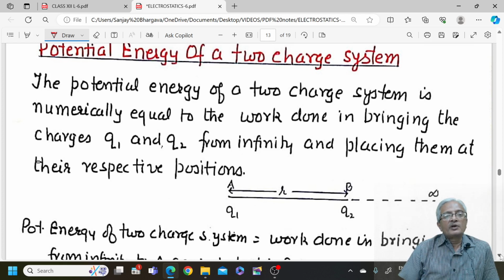Now we want to calculate potential energy of a two-charge system. Potential energy of a two-charge system is numerically equal to the work done in bringing the charges Q1 and Q2 from infinity and placing them at their respective positions. तो इस सिस्टम को बनाने में जितना एनर्जी लगेगा, that would be called the potential energy of the system. पहले चार्ज को we have to transport from infinity to point A और सेकेंड चार्ज को वी हैव टू ट्रांसपोर्ट फ्रॉम इंफिनिटी टू पॉइंट बी.